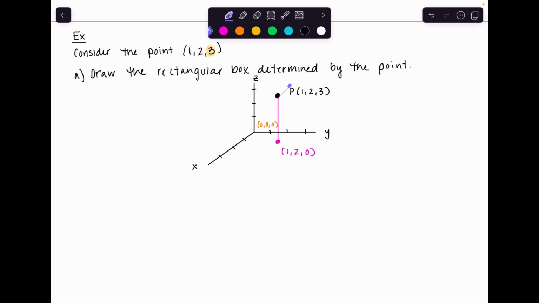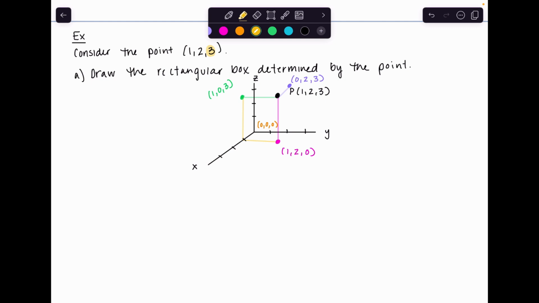And that means I'm ignoring the x component. So this is the point 0, 2, 3. And then last but not least, we drop 1 directly back to the xz plane. So this point here would be 1, 0, 3. And then filling in all the other pieces. Again, do the best you can.